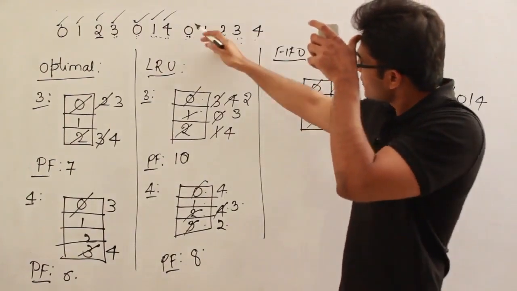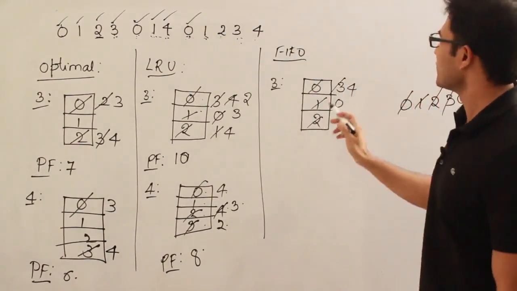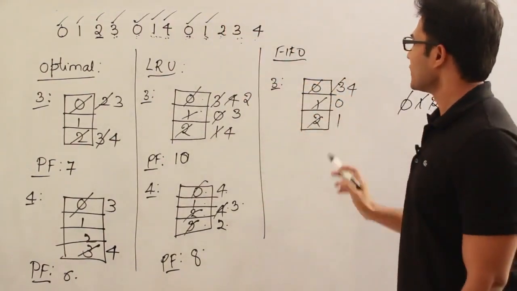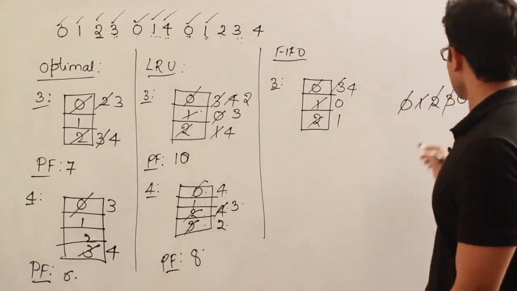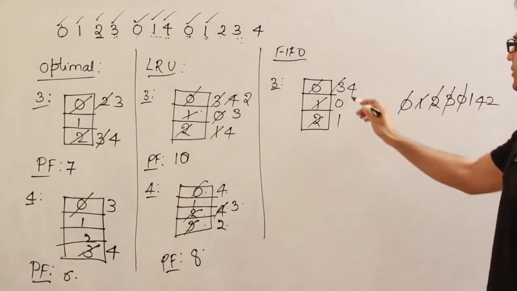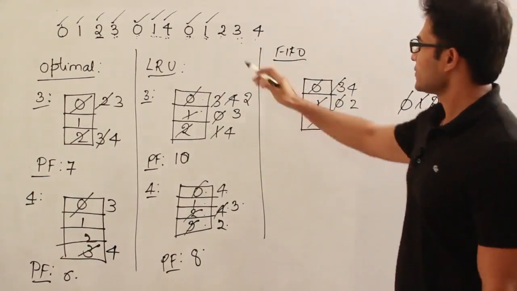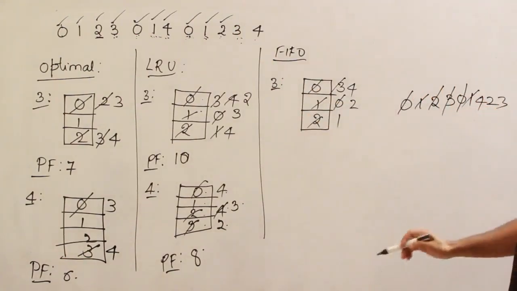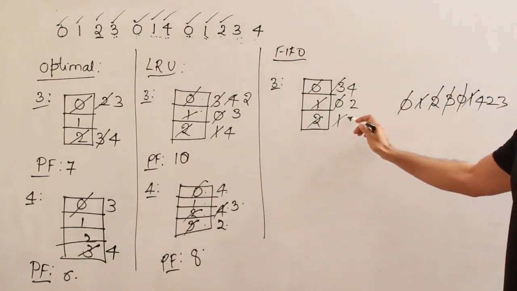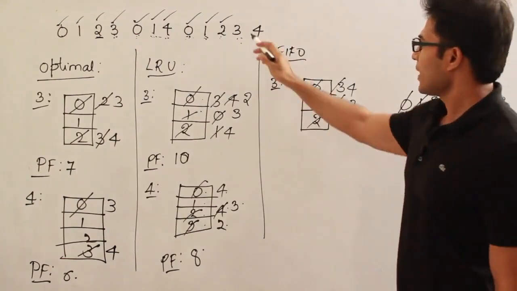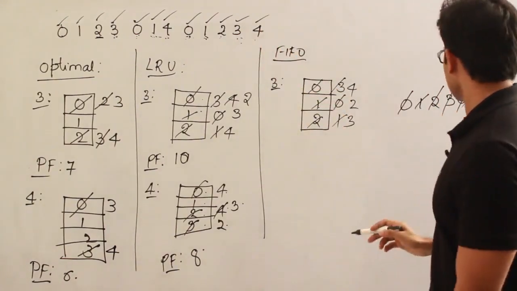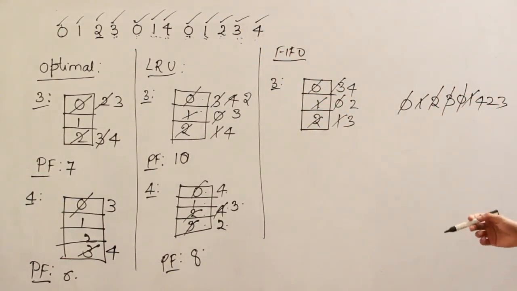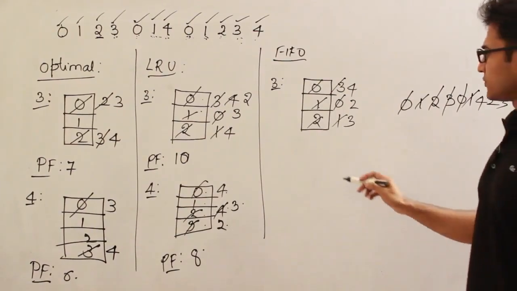Right? And next one is 0 is required. So 0 is already there. 1 is required. 1 is already there. 2 is required. So which one will be replaced? 0 will be replaced and 2 will be added. And next one is 3 is required. So which one will be replaced? 1 will be replaced and 3 will be added. And next one is 4 is required. So which one will be replaced? Oh, 4 is already there. So it is not going to be a miss. Got it? So how many page faults did we get here?